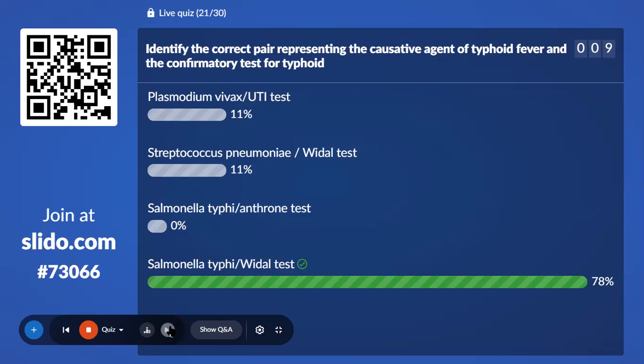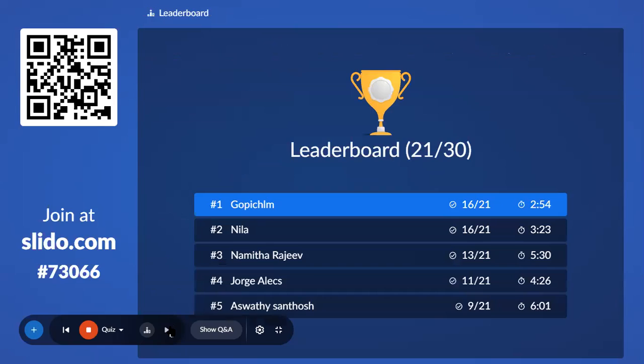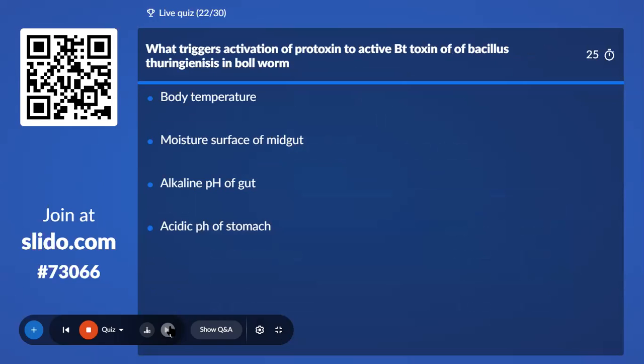Moving on to the leaderboard. Yes, Gopi stands first, second Nila, third Namita Rajiv, fourth George Alex, fifth Ashwati Santosh. Let's move on to the 22nd question of the day. What triggers activation of protoxin to active Bt toxin of Bacillus thuringiensis in the bollworm? Body temperature, moisture, surface of the midgut, alkaline pH of the gut, or acidic pH of the stomach.